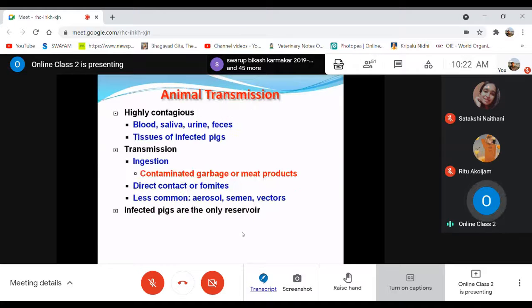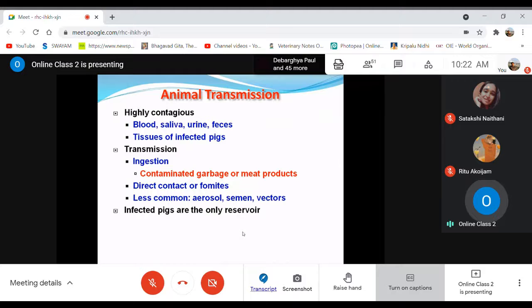Okay, then coming to transmission, animal transmission. Being a highly contagious disease, the virus remains present in the blood, saliva, urine, and feces, as well as in the tissues of the infected pigs. So these are the infectious sources of this infection: body fluids, secretions, excretions, and body tissues.